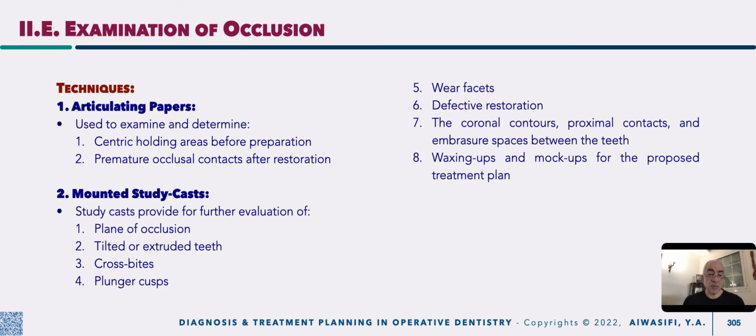Mounted study casts provide us with an idea about the plane of occlusion, tilted or extruded teeth, cross bites, and plunger cusps, especially in cases of extensively damaged teeth that allow a space for tilted or mesially drifted neighboring teeth or over-erupted opposing teeth, either upper or lower, that provides plunger cusp action. Also wear facets could be examined from all dimensions, buccal, lingual, mesial, and distal, including also defective restorations. The coronal contours, proximal contact location, and the embrasure and spaces between teeth can also be checked on mounted casts. Waxing up and mock-ups, for the purpose of clarifying the proposed treatment plan and having a complete overview from all aspects, buccal, lingual, mesial, distal, could be done on mounted casts.